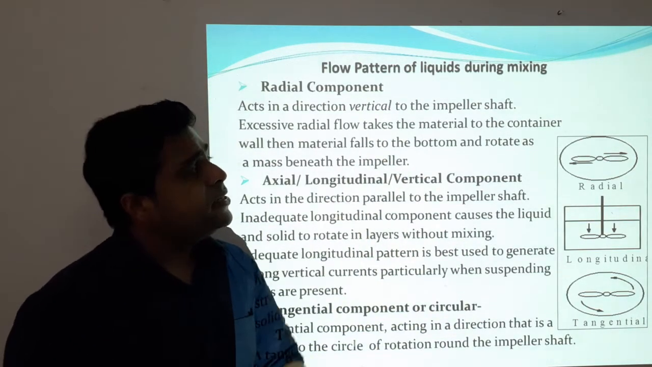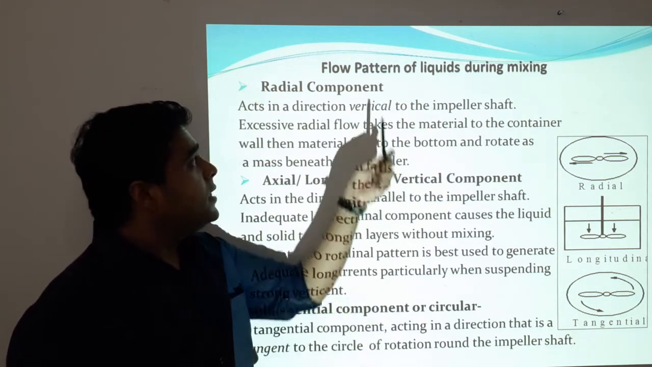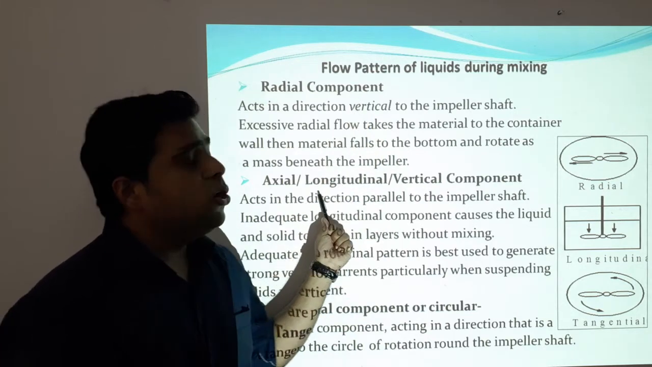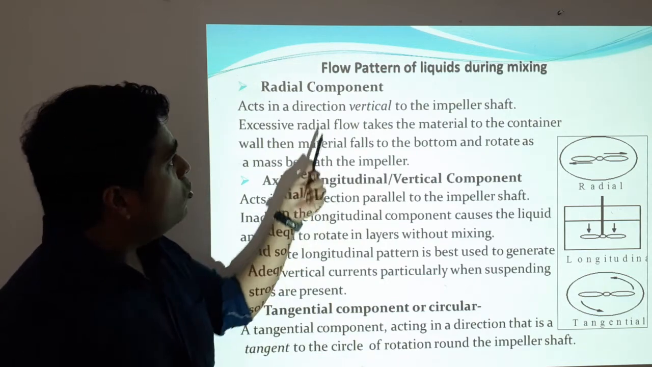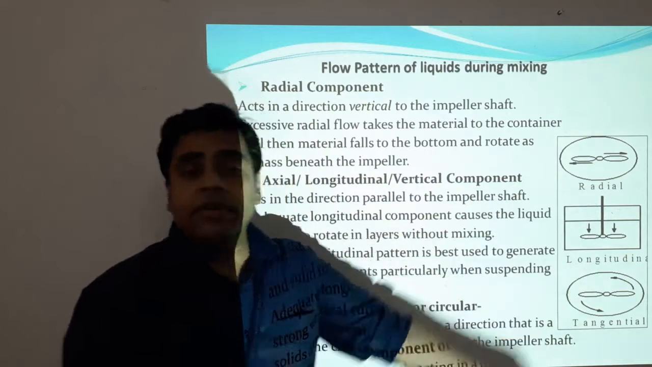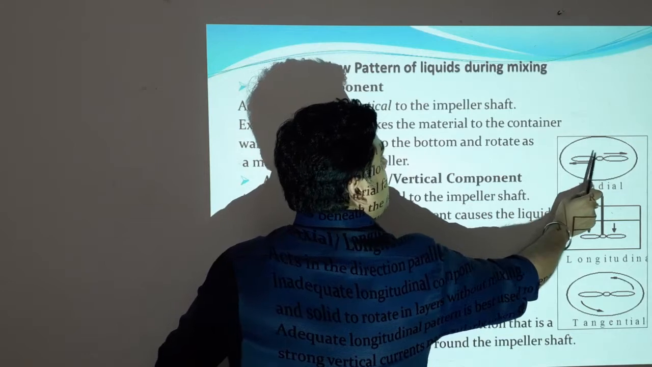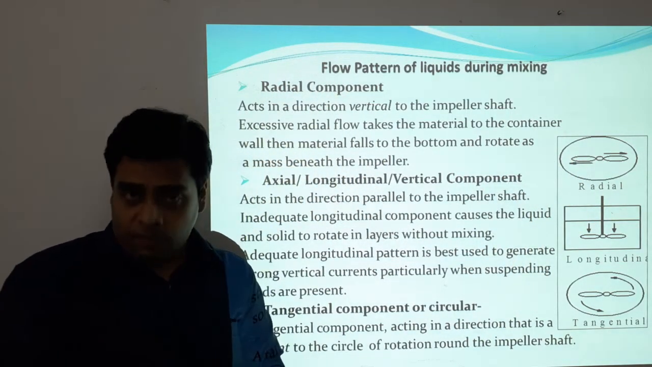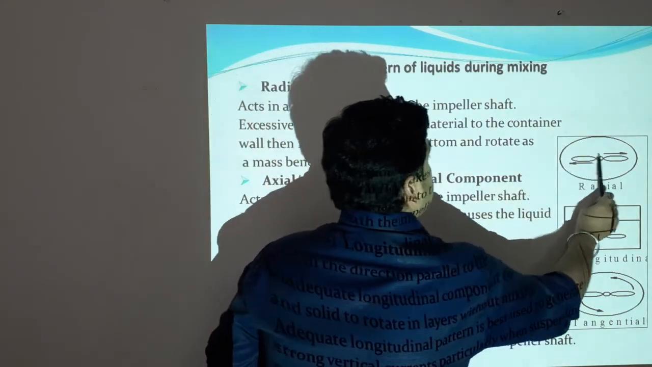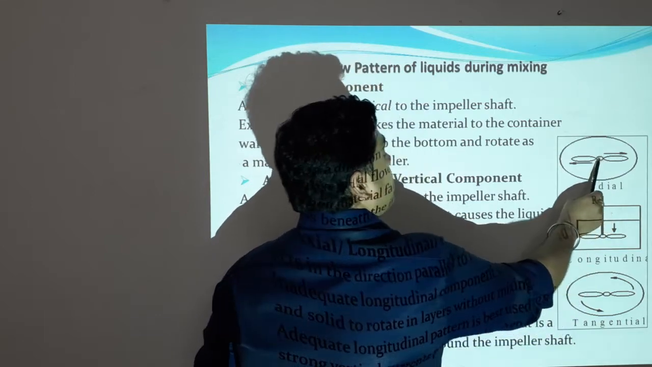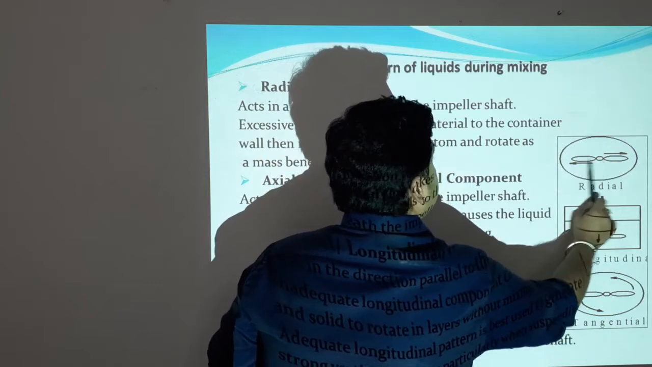Yes, come to the flow patterns of liquid during the mixing. Basically we have three basic types of flow patterns: the radial component, the axial or longitudinal or vertical component, as well as the tangential component. Come to the radial component. Pictorially, it is evident. This is the impeller shaft, and this is the movement of the impeller shaft. So the radial component of the movement is on this side or this side. The shaft is attached inside the liquid tank, and the radial movement means the movement of the blades is like this.